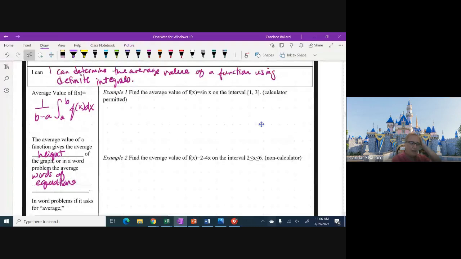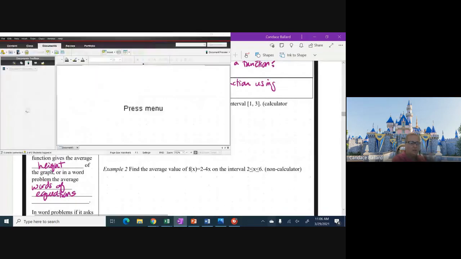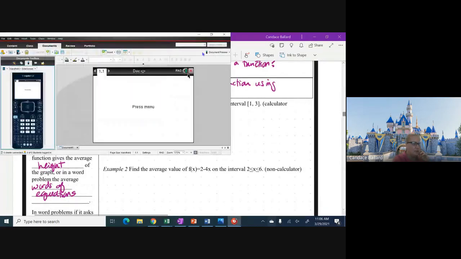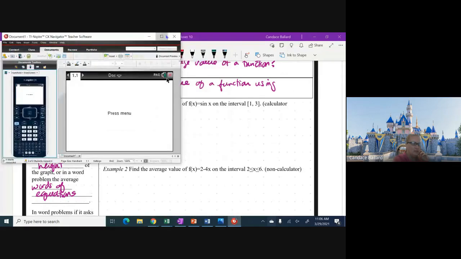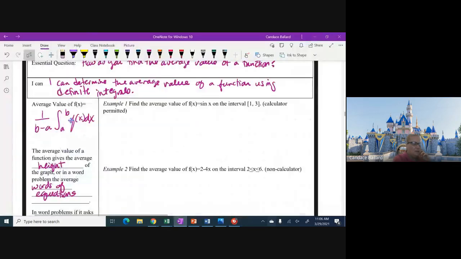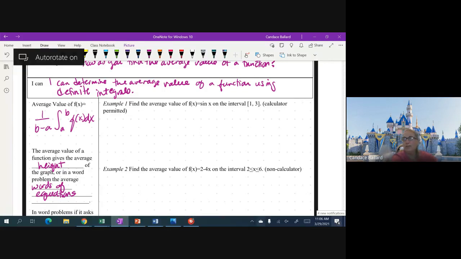So the average value of f of x equals sine x on the interval. All right. Find the average value of f of x equals sine x on the interval from 1 to 3, calculator permitted. So literally all I am doing is writing out the formula for average value and putting it in. You guys tell me in the chat, what's my b value? What do you think the b value is?